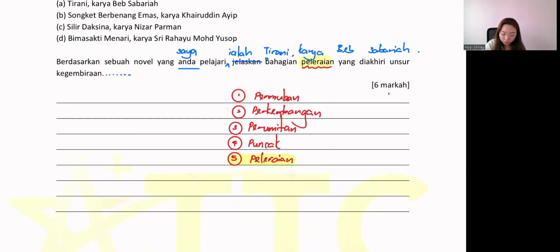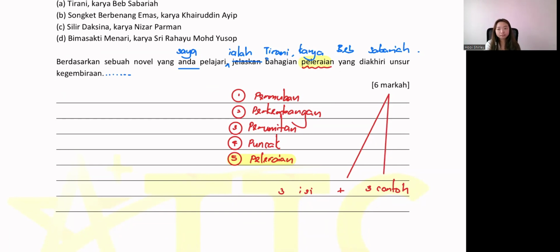Okay. So the 6 mark here. How you get the 6 mark here? Tiga isi. Tiga contoh. Okay, by telling them what are the things that happens in the jalan cerita, the contoh peristiwa as well. So 6 mark, this is how you got it.